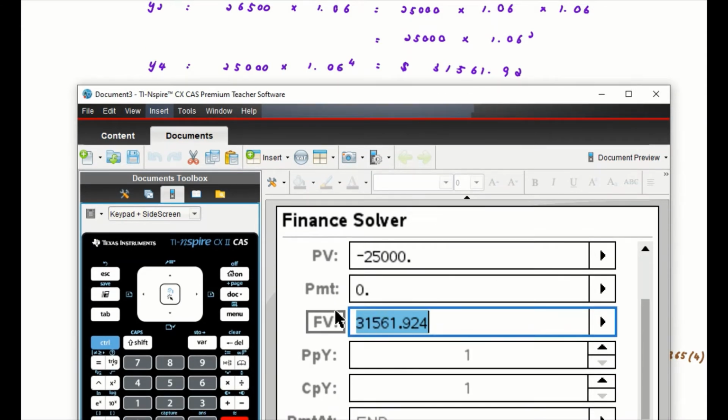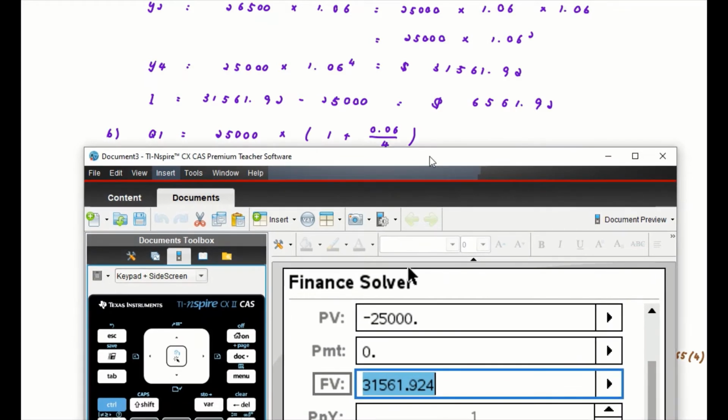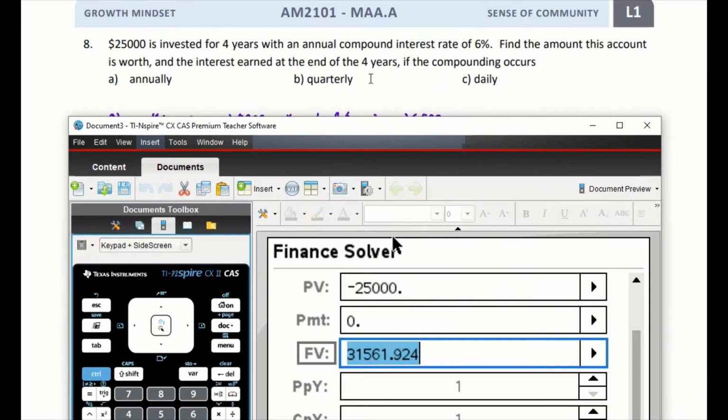So remember that the future value here is the total amount of money that you have in your account. It's not the interest here. So if let's say you want to calculate the interest, then you should get the future value, then minus off the present value that you are having. Okay, so now moving to the second one.